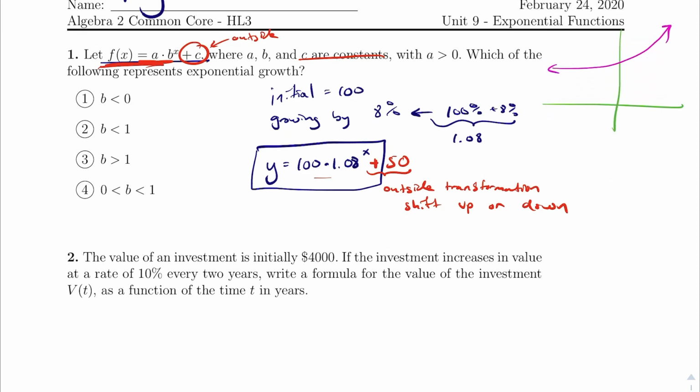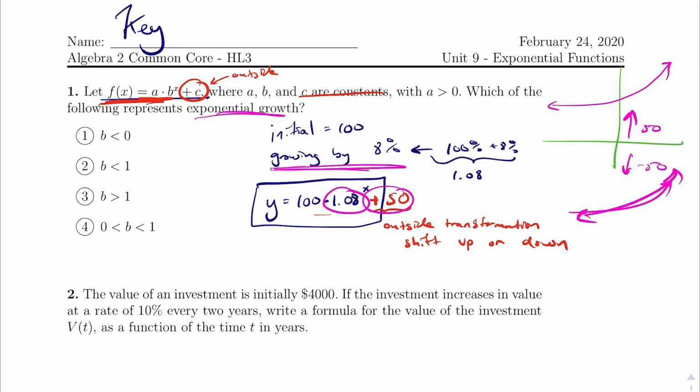Okay, so now how do we answer the question? Well, this outside amount just shifts it up or down. So it's not going to make it exponential growth or exponential decay. If it started off growing and it shifts up 50, it's still going to be growing. If it shifts down 50, it's still going to be growing because it's still going to be in the exponential growth shape. However, here, this times 1.08, that's what had to do with the growing.